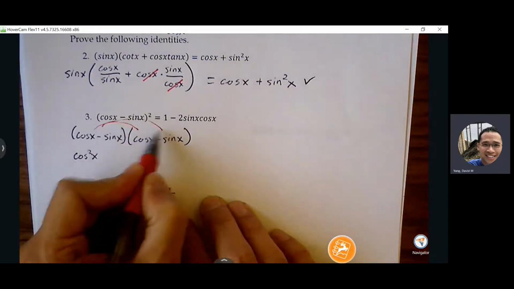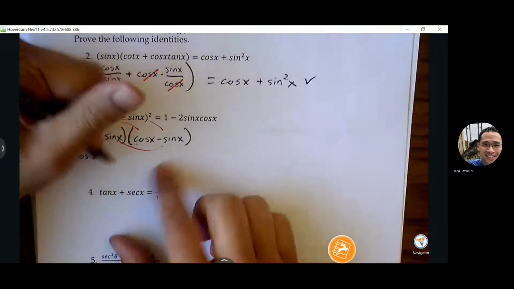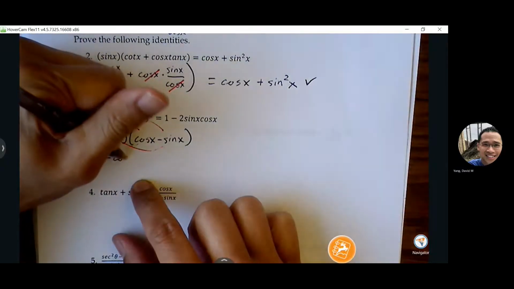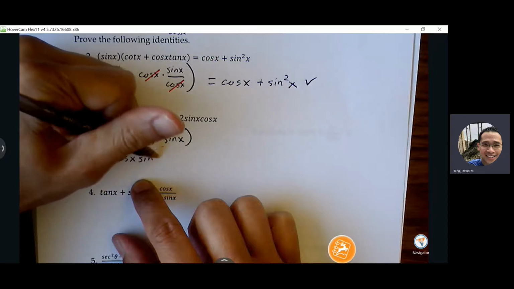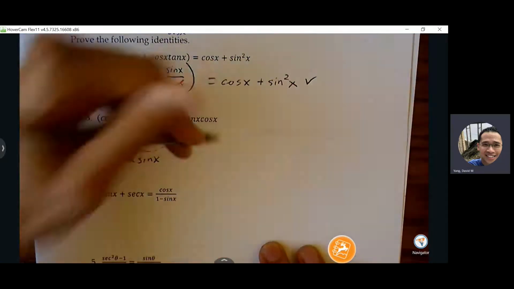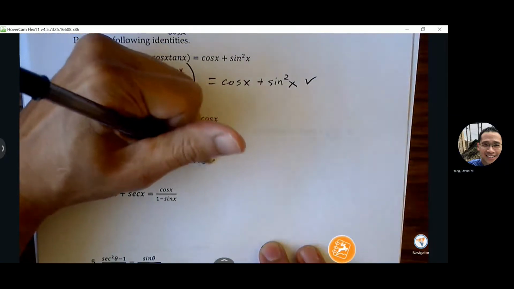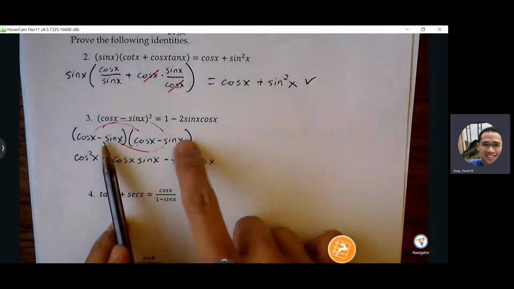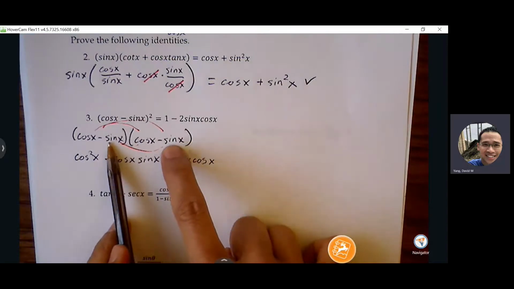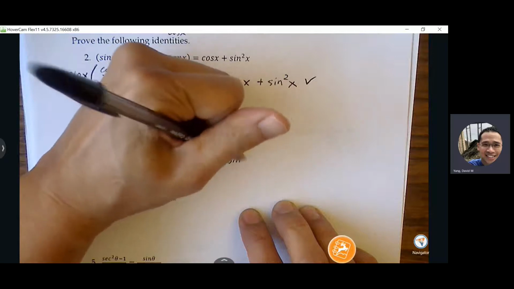Distributing through here. Minus cosine x sine x. Keep going. Minus sine x cosine x. And then plus what? Sine squared x. Okay. Yeah.